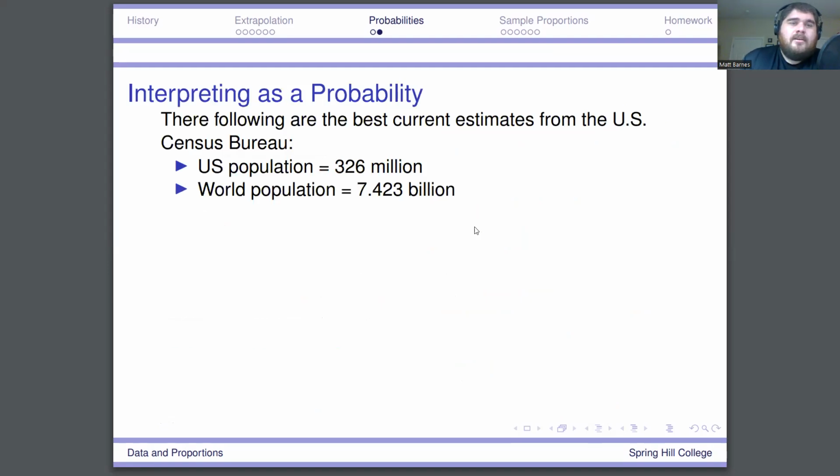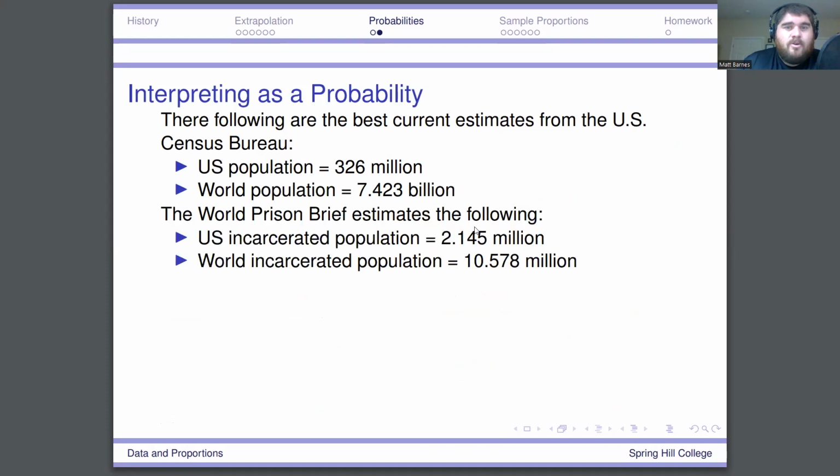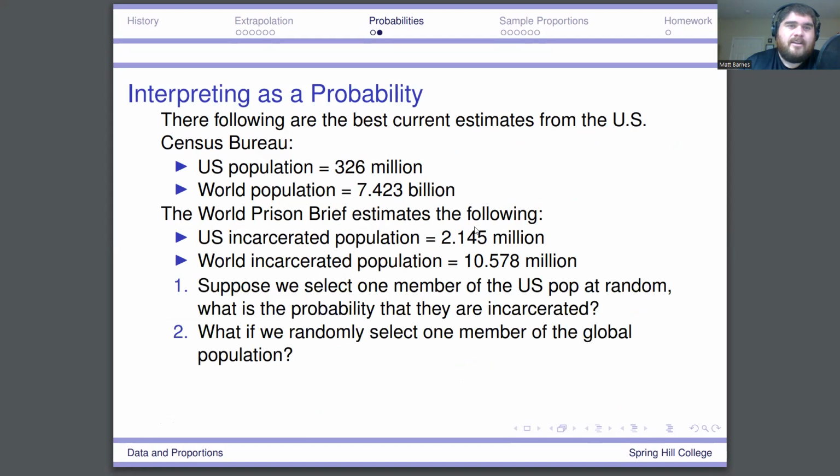Right. So we have some other numbers here. We have the US population, we have the world population, we have the prison brief estimates for the incarcerated population in the US and the world incarcerated population. And we have some questions here we want to look at. So suppose we select one member of the US population at random. What is the probability they are incarcerated?